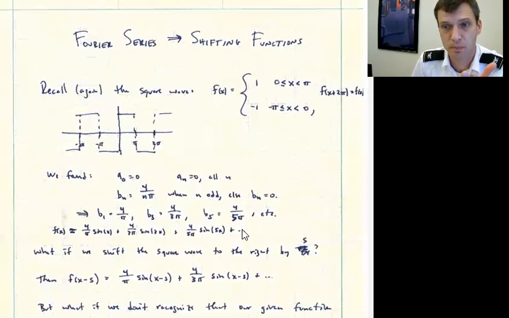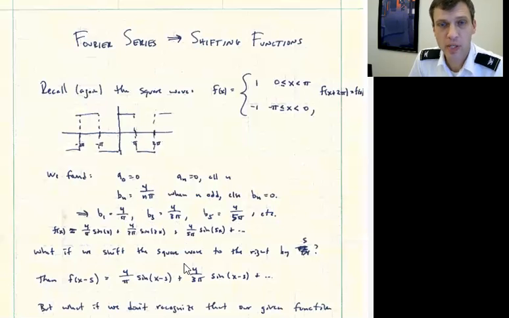5 pi, etc. You can add all that stuff together and say f of x, the square wave, is equal to this infinite sum of 4 over pi sine x plus 4 over 3 pi sine of 3x plus 4 over 5 pi sine of 5x plus ... on to infinity. Of course, the more terms you get, the more accurate your approximation is.